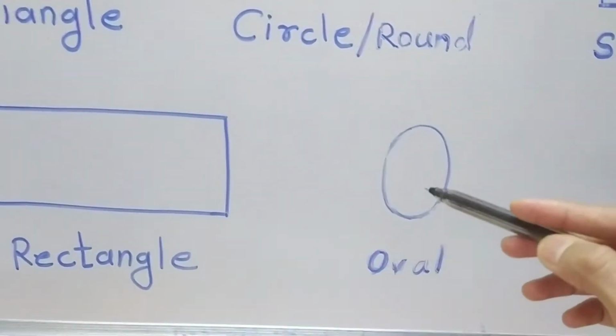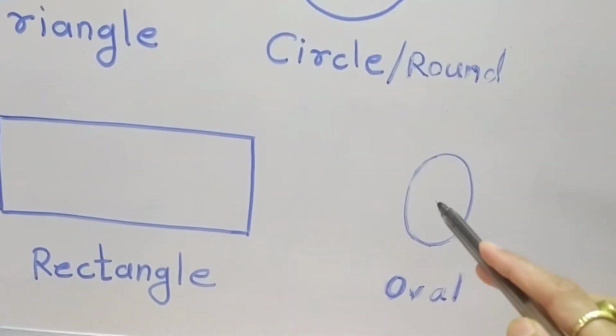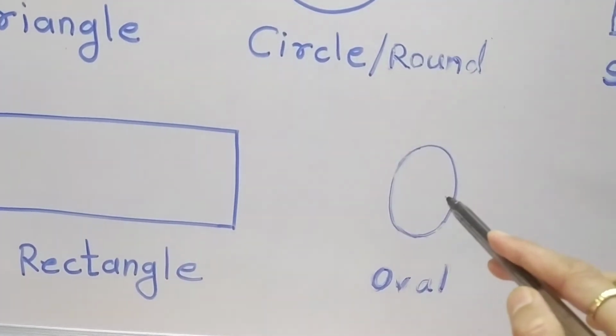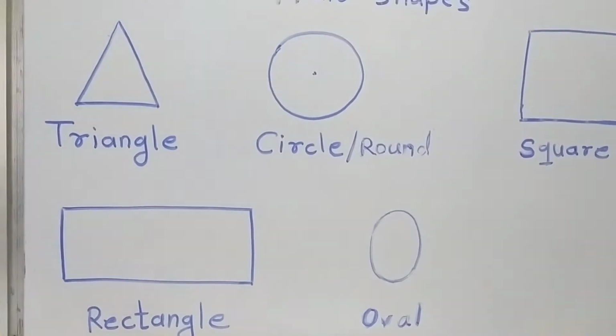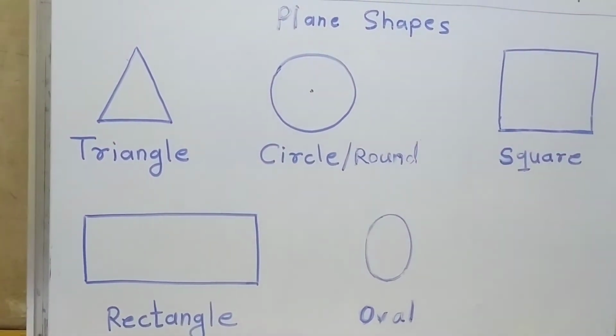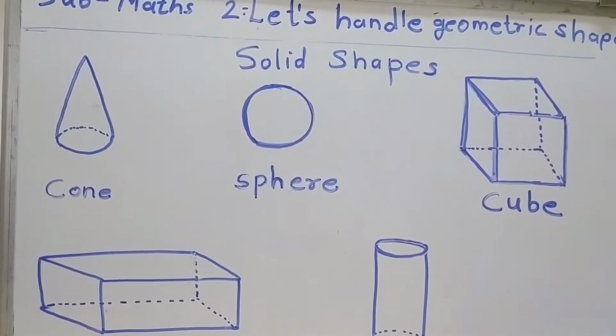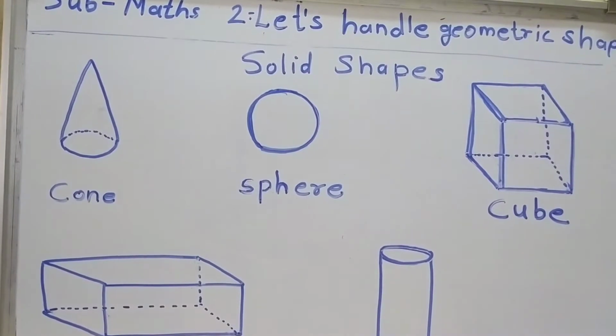Then our next shape is the oval. An oval is any curve that looks like an egg or an ellipse. Understood, students? Then next we will learn about the solid shapes. What is the meaning of solid shapes? Objects that occupy space are called solid shapes.